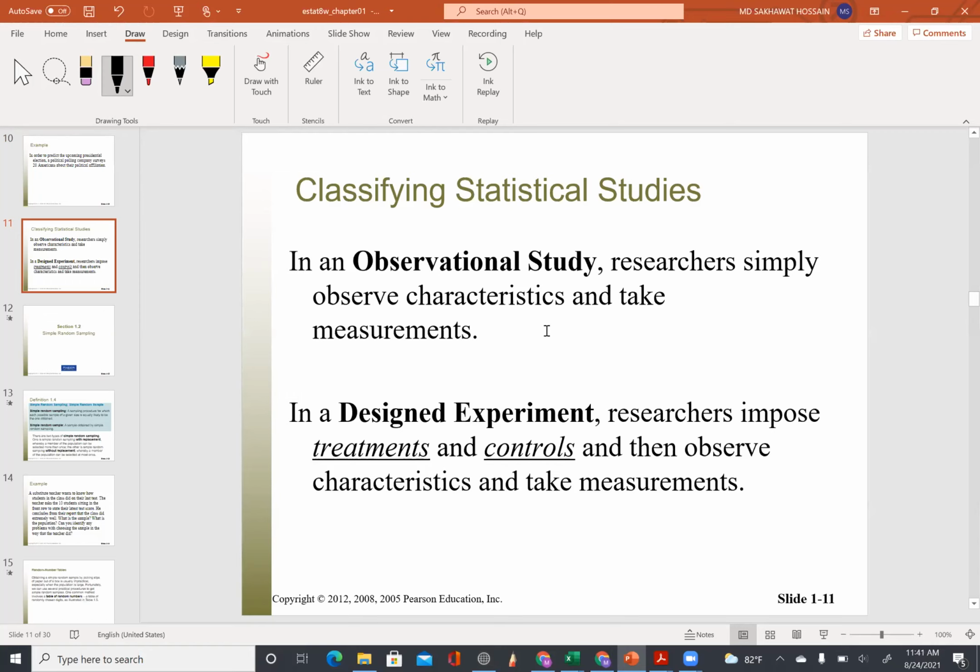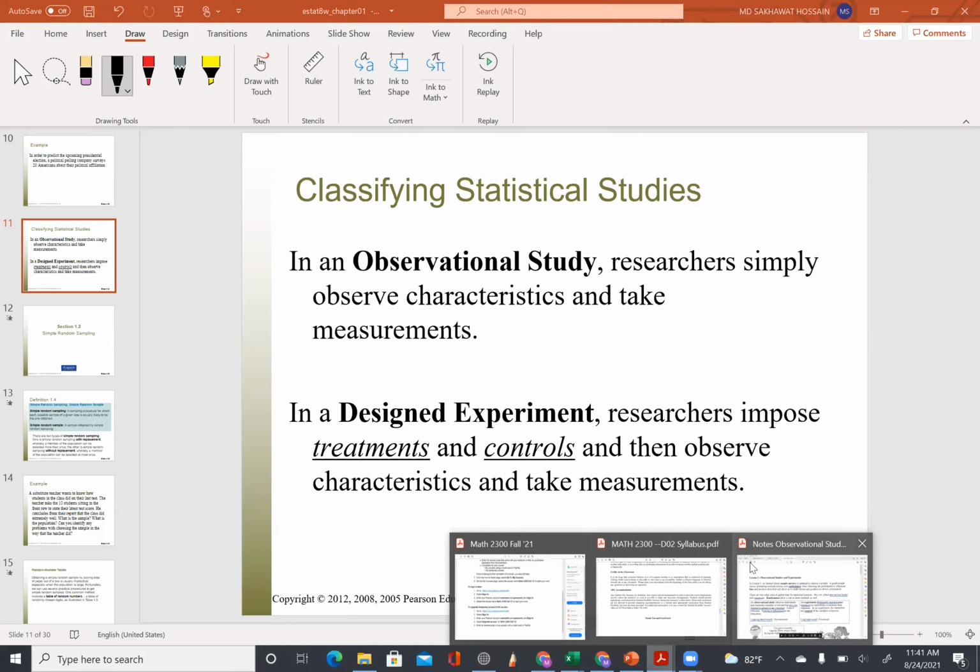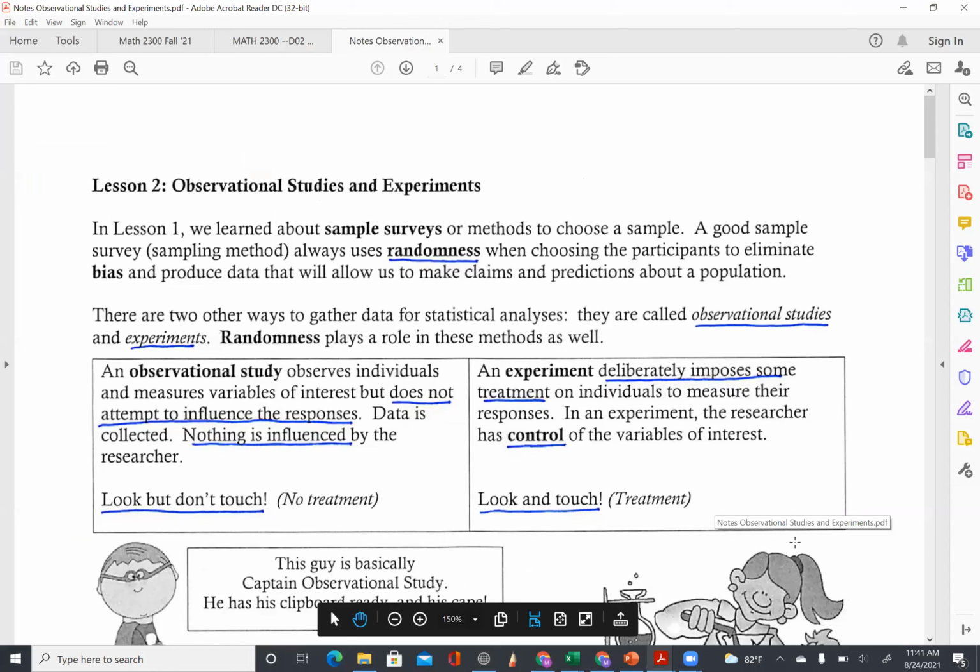In an observational study, researchers simply observe characteristics and take measurements. They do not do any experiment. They just observe the characteristics and take measurements. They collect the information. And in a designed experiment, researchers impose treatments and controls and then observe characteristics and take measurements. That means in this case, they do experiment. Okay, let me explain more about this.